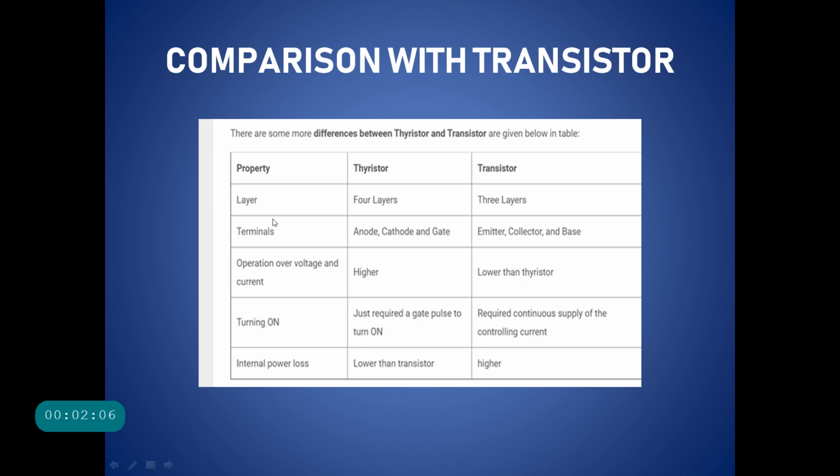And in terms of the voltage and current required for operation, a thyristor needs a much higher voltage and current compared to a transistor. For turning on a thyristor, a gate pulse is required, whereas for turning on a transistor, a continuous supply of the current is required. Now, in terms of power loss, the power loss in a thyristor is lower than a transistor, and in a transistor, the power loss is higher.